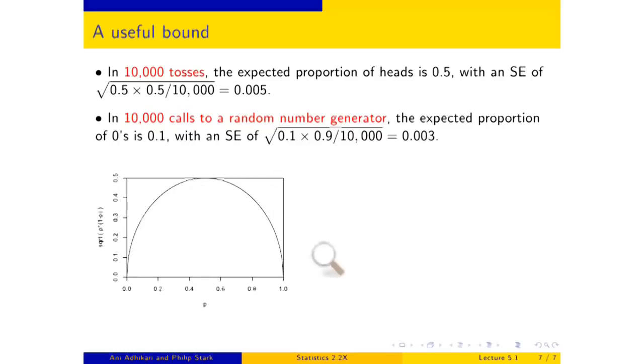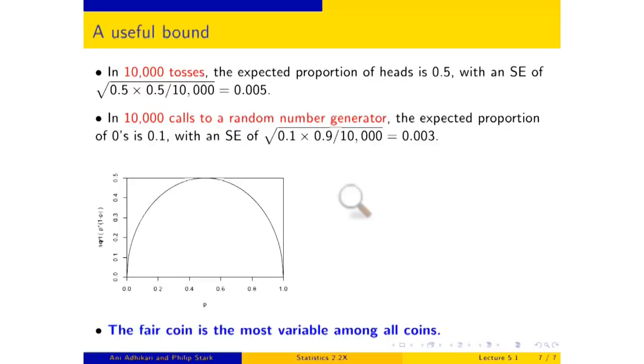And this is worth noting for the future when we're doing statistics and we don't actually know the population that we're drawing from. It is useful to know that if the population has zeros and ones, then it is most variable when it has half zeros and half ones. The fair coin is the most variable among all coins.